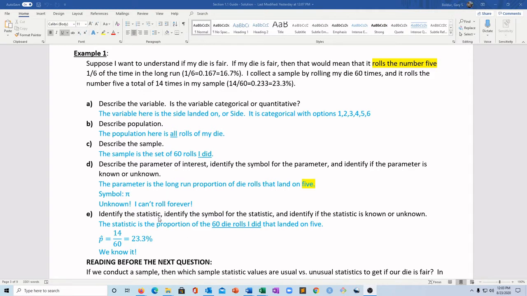All right, E, identify the statistic. Well, again, the connection. The statistic looks a lot like the parameter, it's just the statistic is connected to the sample. So S and S are connected, where here P for parameter and P for population are connected. So the P's go together and the S's go together. So the statistic is the same thing as the parameter, except instead of being about all the possible rolls, it's only about the 60 I did. So it's 14 fives out of 60 total rolls. And we know that because we actually can calculate it.